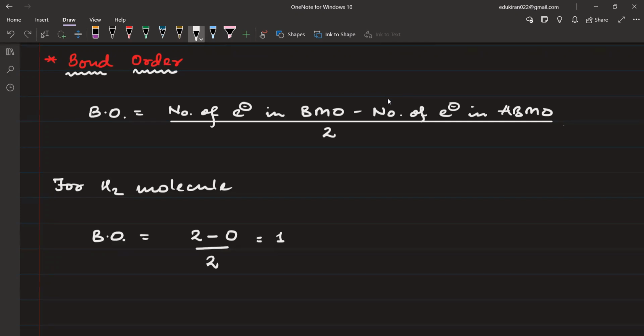And we know that hydrogen molecule has only how many bonds? It has only one bond. This homonuclear molecule has one bond. So bond order is equal to 1. Now we are going to look at, please write this down. I hope you're writing with me also, because very small things are here.